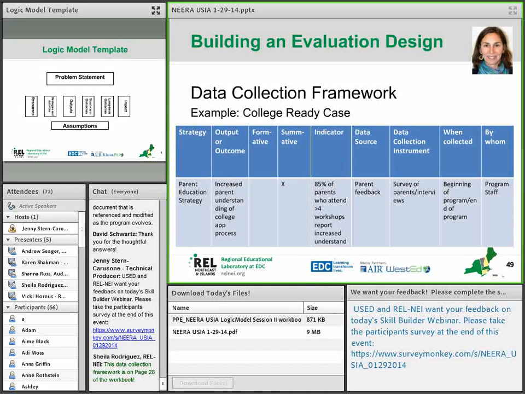And we've given you another example here, thinking about a summative type of outcome. So again, we have the parent education strategy. Well, we have this outcome we mentioned before of increasing parental understanding in the college application process, which would be a sort of summative goal. The indicator that we have is 85% of parents who attend more than 4 workshops report increased understanding. Again, that depends on a couple of indicators. We need to have that attendance log to know who the parents are who attended more than 4 workshops. What would be the data source generally?